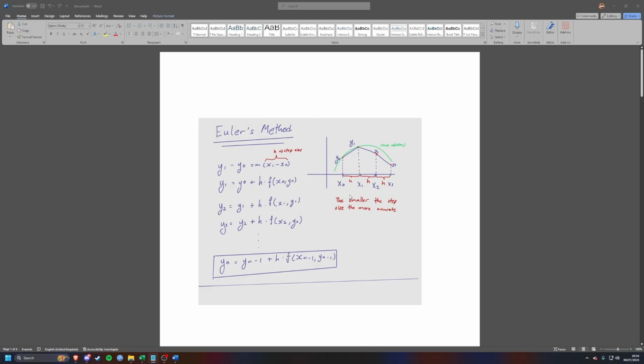As shown in my diagram, we begin at the initial point of x0 and y0 and move forward using the slope at the point to estimate the next value. This process continues step by step, producing a sequence of approximations for the solution curve. The smaller the step size h, the closer the approximation is to the true curve.